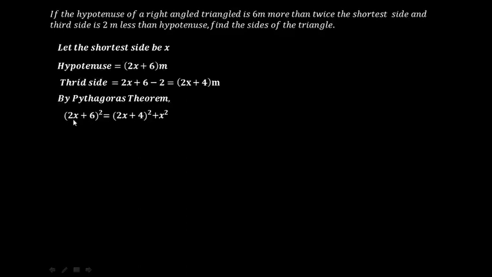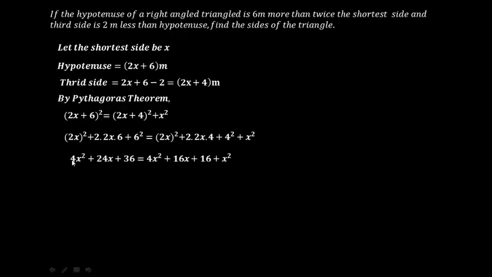So this is in the form of (a plus b) whole square, which means a square plus twice ab plus b square, equal to, this is also in the form of (a plus b) whole square, a square plus twice ab plus b square, plus x square. 2 to the 4, 4x square plus 2 into 6 into 2x is 24x plus 6 6 is 36 is equal to 4x square plus 2 into 4 into 2x is 16x plus 4 4 is 16 plus x square.